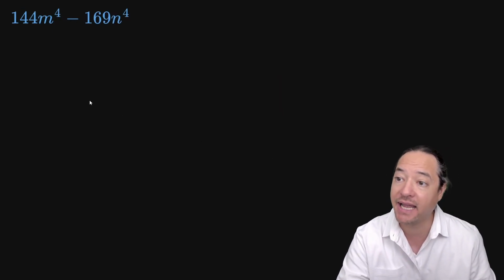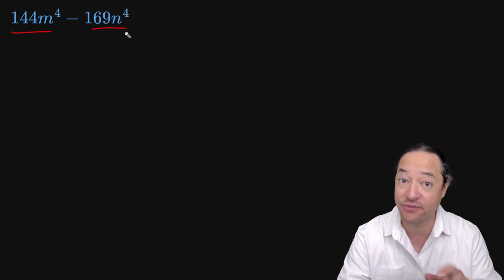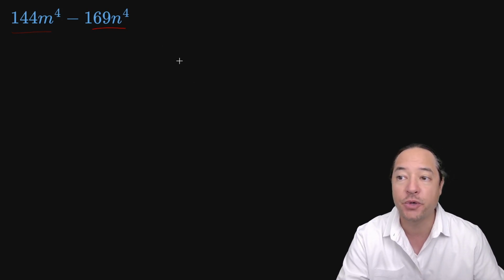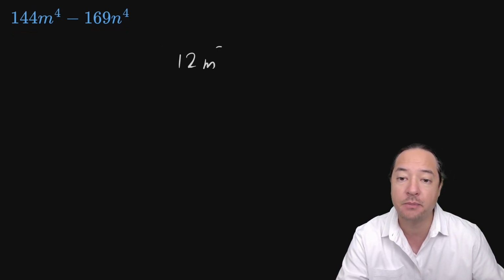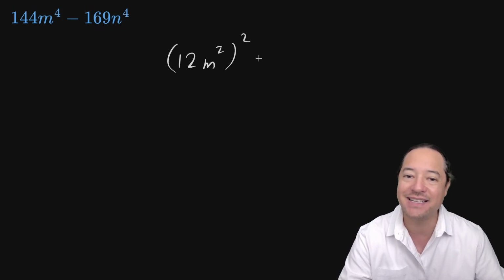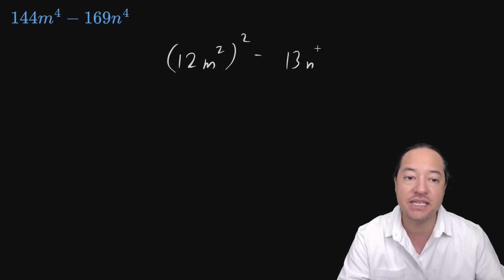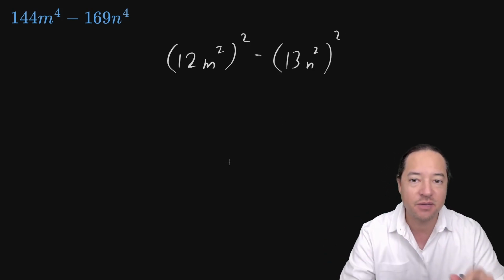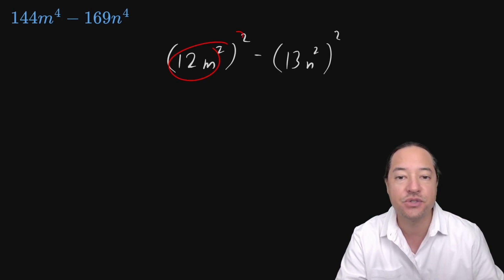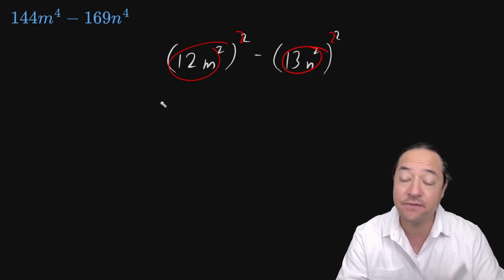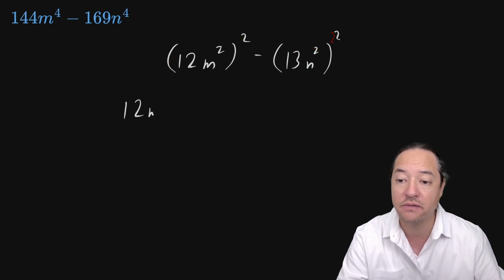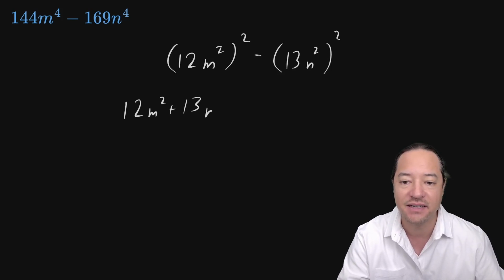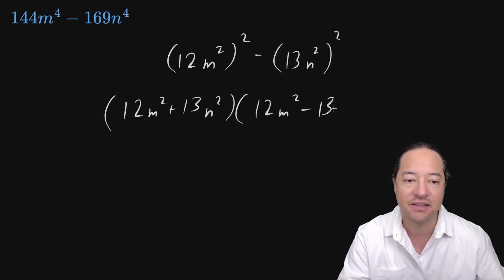We've got another one here, and I can also see that this is a difference of two squares. I'm going to write 144m cubed is actually 12m squared squared, right? And here I'll write this as 13n squared squared. Okay, so that's how I'm going to rewrite this. Think about it this way. And now I see this is the difference of two squares, right? So by the same formula that we did before, I will write this as some 12m squared plus 13n squared multiplied by some 12m squared minus 13n squared.